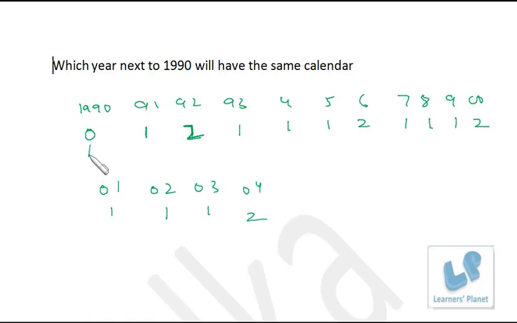Now in 1990 we have 0 odd days. Now we have to check when we get 0 odd days once again, right? So it's 1 plus 2, 3, 4, 5, 6, 7, 8, right? So 8 is 1 odd day, 8 divided by 7, 1 is remainder. So again 1, 2, 3, 4, 5, 6 and 7. 7 means 0 odd days.